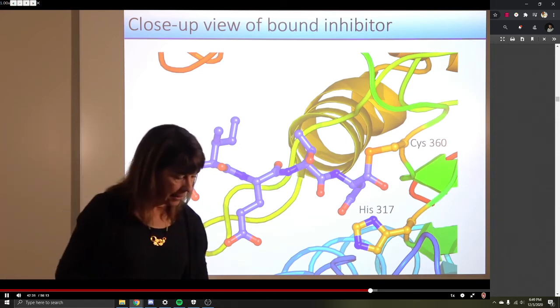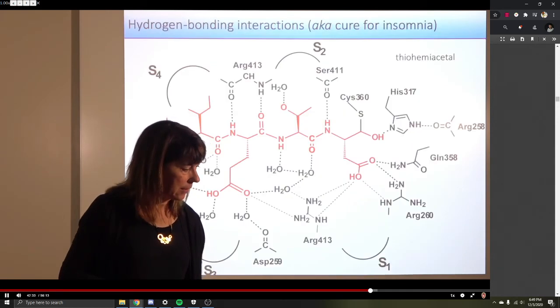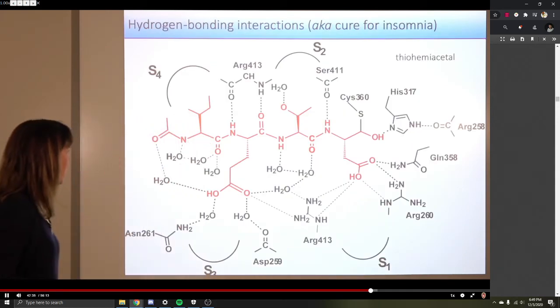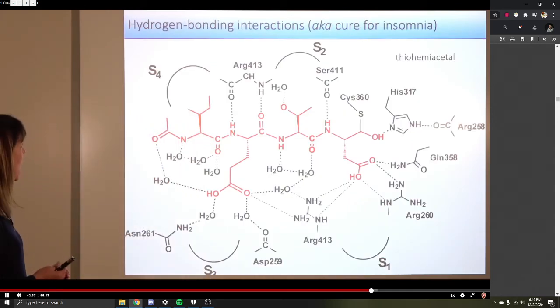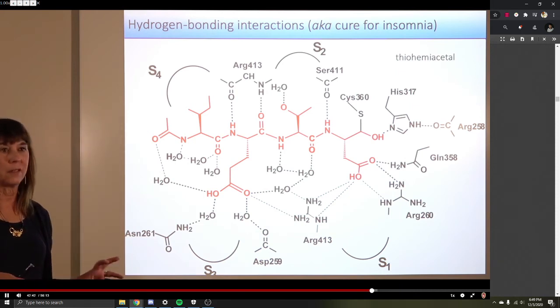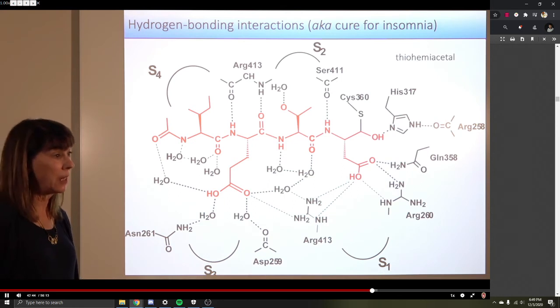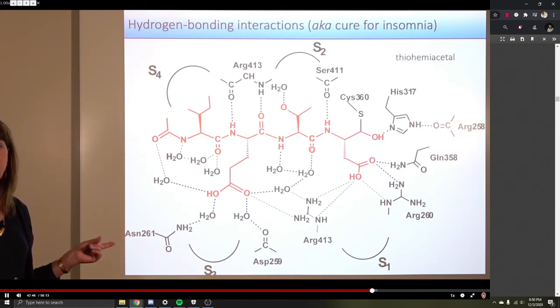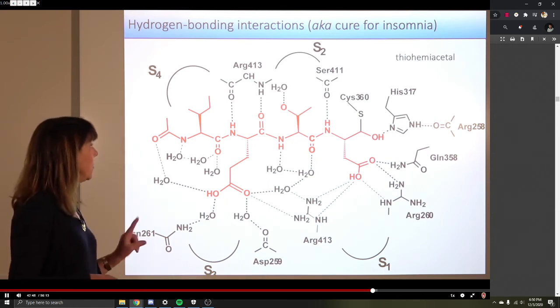Now, when you read these papers about peptidases, you always see these types of figures right here. And so I always say that if you're having trouble sleeping in the middle of the night, especially this time of year, and especially with the pandemic and everything, you just get up and look at one of these and you'll go back to sleep, aka cure for insomnia.